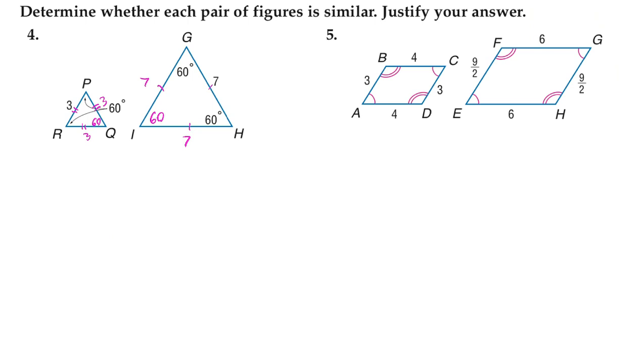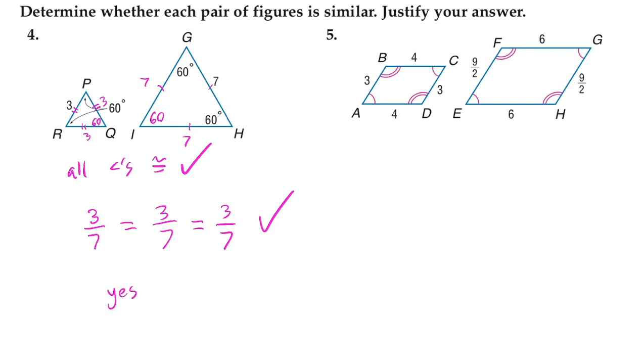Are those proportional? Let's check. Okay, ready? All angles congruent? Check. All the angles are 60 in both triangles, so all the angles match. Great. Are all the sides matching? Let's check. Smallest side to smallest equals medium side to medium equals largest to largest. And oh my gosh, all 3 ratios are the same. So yes, similar.